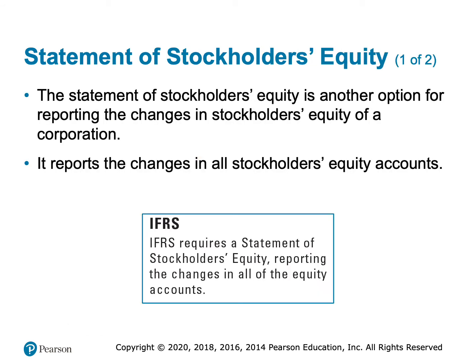Now, there is an option that GAAP gives us of reporting what's called a statement of stockholders' equity. It's essentially an expanded statement of retained earnings. IFRS requires the statement of stockholders' equity, so we're seeing it more and more on U.S. financial statements as well. Since they're having to do it for IFRS, they might as well do it for U.S. GAAP. U.S. GAAP doesn't require it yet, but again, most of the companies that I'm seeing are already doing this kind of expanded statement of retained earnings, the statement of stockholders' equity.